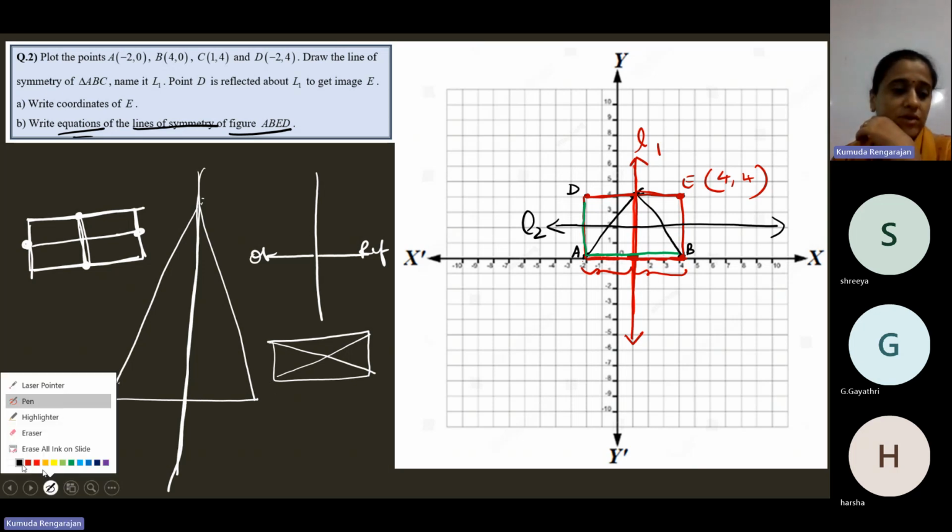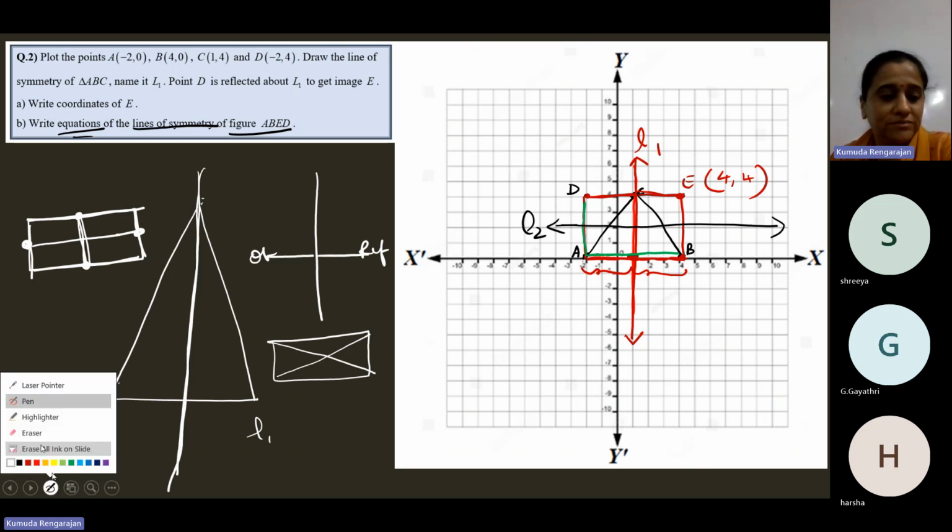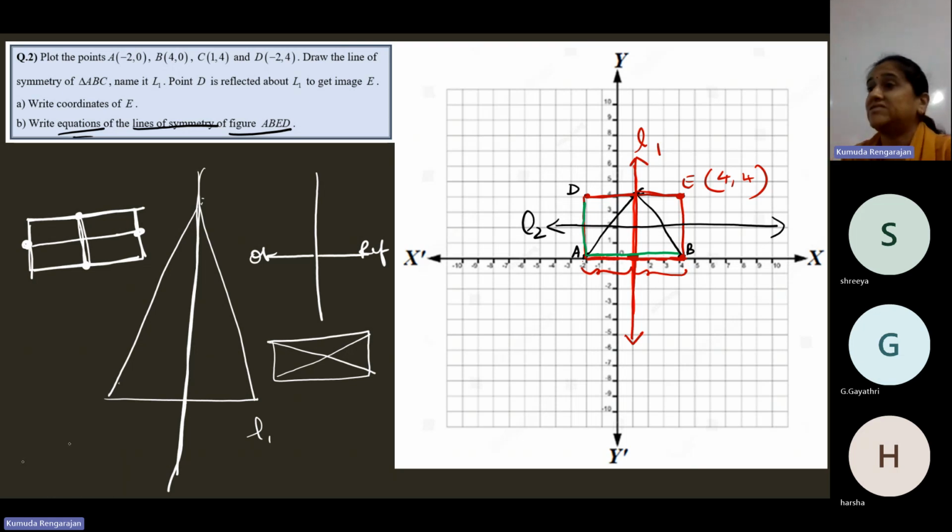Okay. So L1. L1 is a line parallel to the y-axis. I'll tell you in a still simpler way, because we'll be learning this in detail in the next chapter, linear equations in two variables. Meaning we'll see more details in the next chapter. Now I'll not talk about all that.